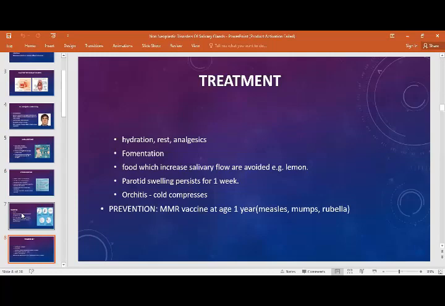How can we prevent this disease? The prevention is with the MMR vaccine, that is measles, mumps, and rubella vaccine. In ancient times this was a fatal disease, but due to the invention of this MMR vaccine, which is given to school-going children in 2 doses, it is now well controlled. One is given before school age, around 1 year, and one after, around 4 to 5 years. That is the booster dose.